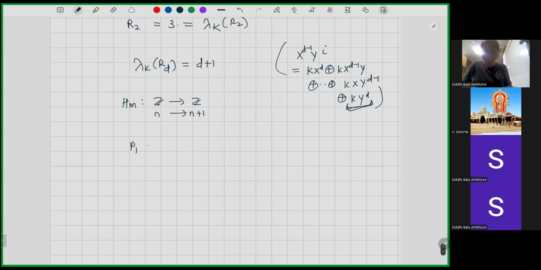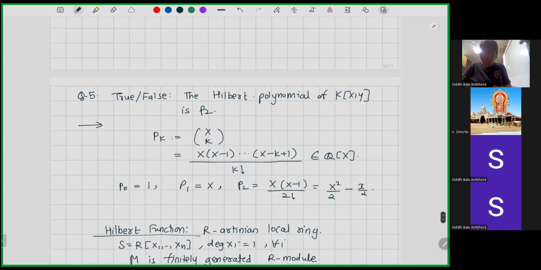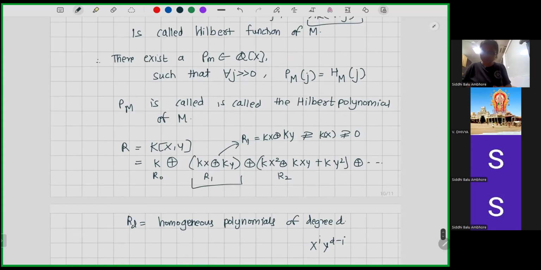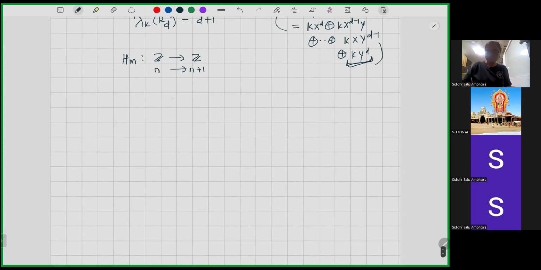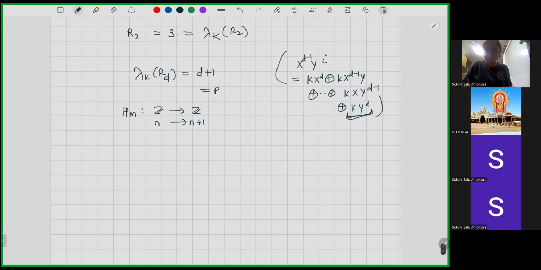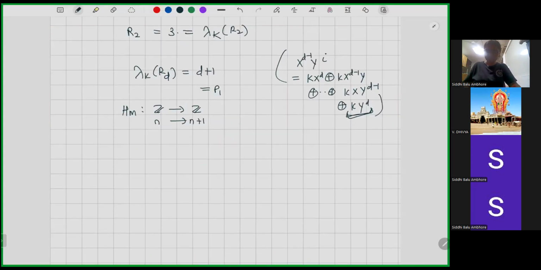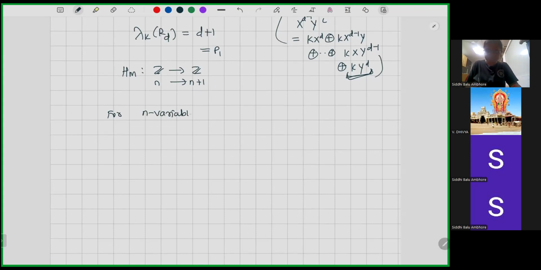So what was my P1? P1 was, there exists Pm in Qx such that, degree 1, so this is equivalent to, so this is my P1, okay? I mean, we can check this in Macaulay 2. And in fact, for n variables, let me write this. For n variables, this k[x1, ..., xn] has Hilbert polynomial P(n minus 1).